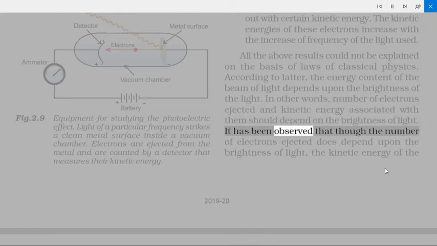It has been observed that though the number of electrons ejected does depend upon the brightness of light, the kinetic energy of the ejected electrons does not. Fig. 2.9 Equipment for studying the photoelectric effect. Light of a particular frequency strikes a clean metal surface inside a vacuum chamber. Electrons are ejected from the metal and are counted by a detector that measures their kinetic energy.